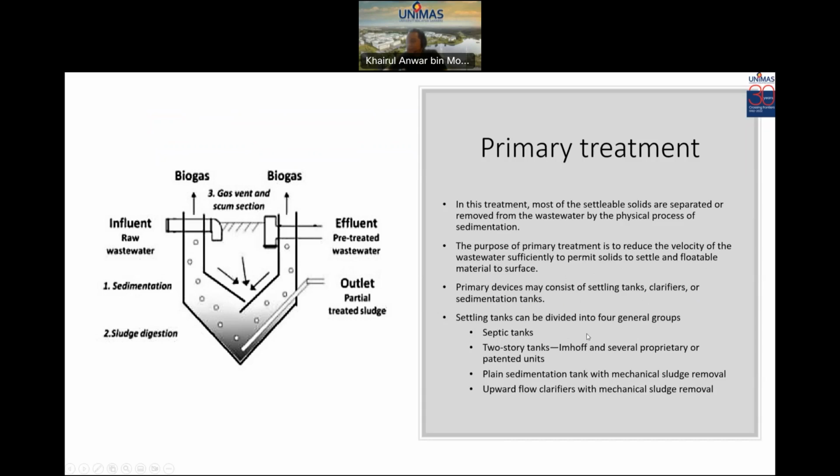Settling tanks can be divided into four general groups: septic tank, two-story tank, Imhoff tank or type of the two-story tank, and other proprietary or patented units. Plain sedimentation tank with mechanical sludge removal and upward flow clarifier with mechanical sludge removal.